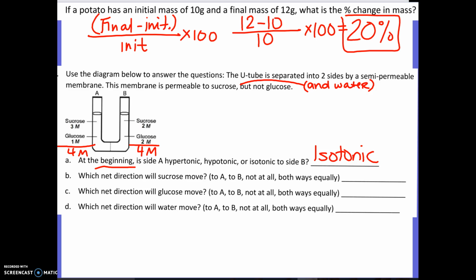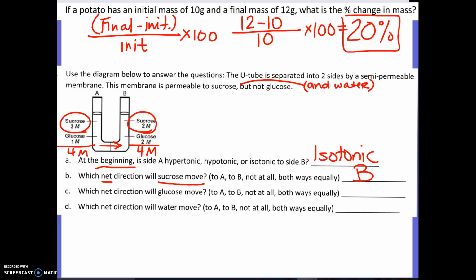So, second question. What's the net direction that sucrose will move? And by the way, the reason it says net direction is because anything that can pass through is technically going to go both directions. If it hits from the left, it's going to go to the right. If it hits from the right, it's going to go to the left. But the net direction everything would go would be from where there's more to where there's less, if it can pass. So the net direction for sucrose would be towards A or B? Towards B, because there's less sucrose on side B. So sucrose is going to tend to go towards side B.